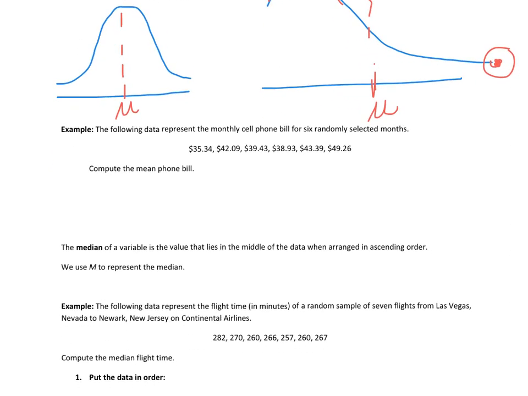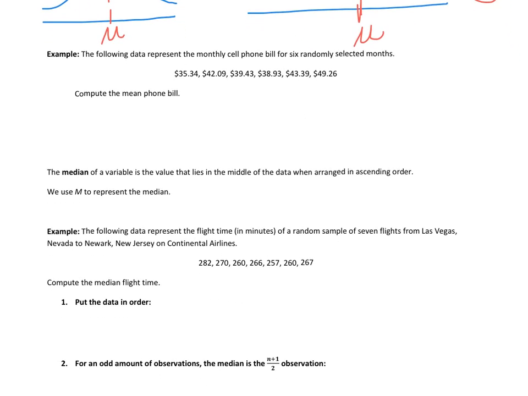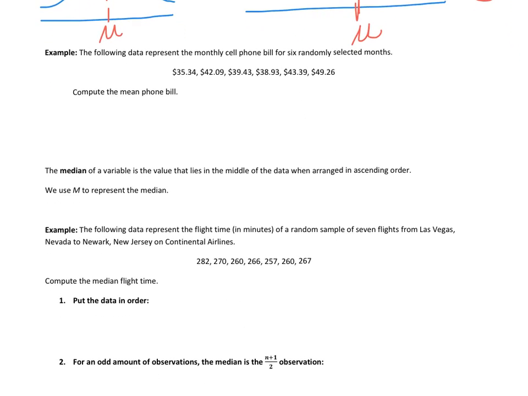Let's look at an example. We're going to find the mean. The following data represents the monthly cell phone bill for 6 randomly selected months. There they are. We're going to compute, remember instructions are important, the mean phone bill. All right, so what our formula says is, well, is this a sample or a population? It's a sample because it's 6 randomly selected months. So we're going to use X bar for our notation.